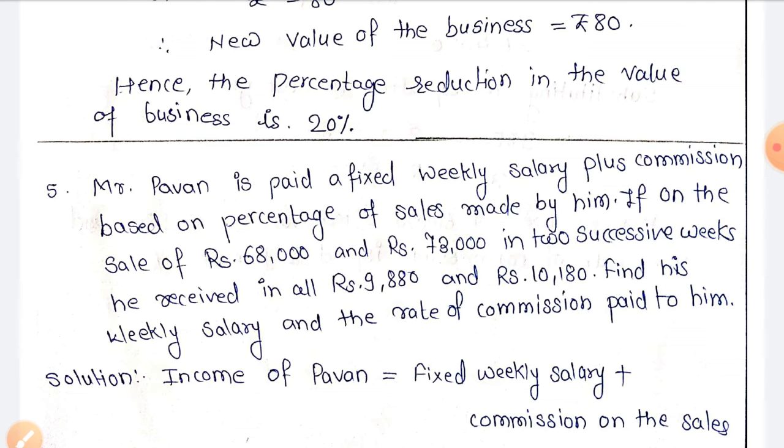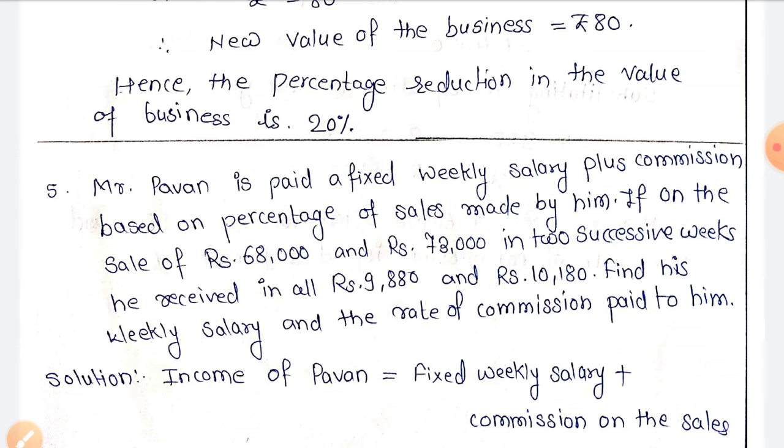What is given? Mr. Pawan is paid a fixed weekly salary. His salary is fixed, weekly salary is fixed, plus what additional does he get? Commission based on the sales made by him. Okay, that means fixed salary plus commission he will get.